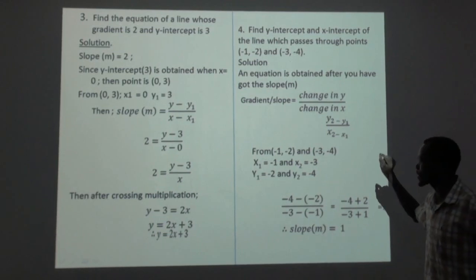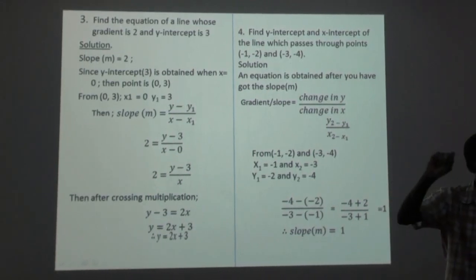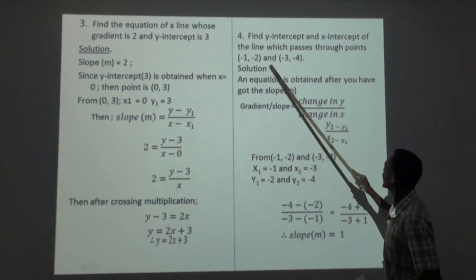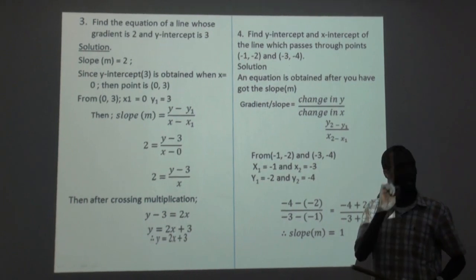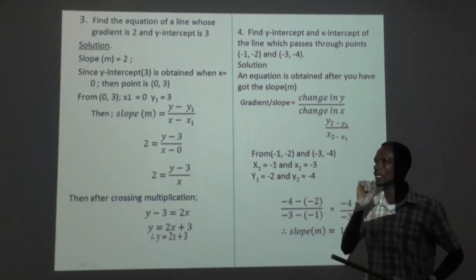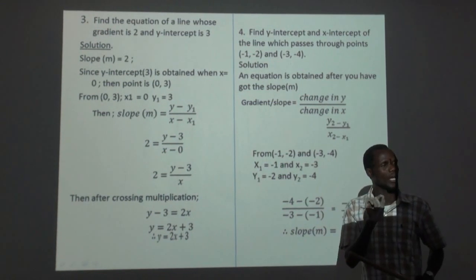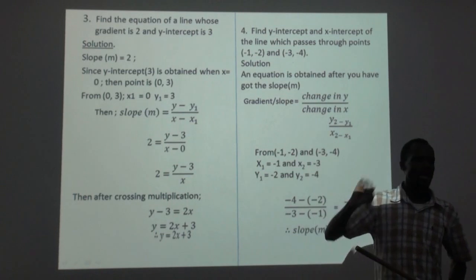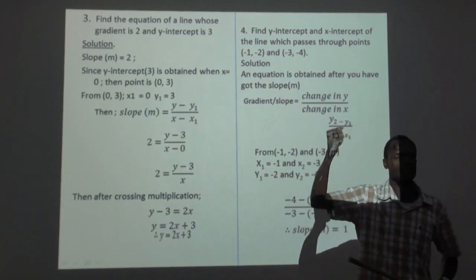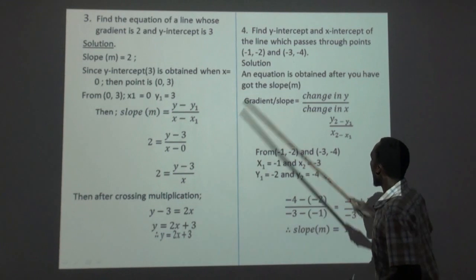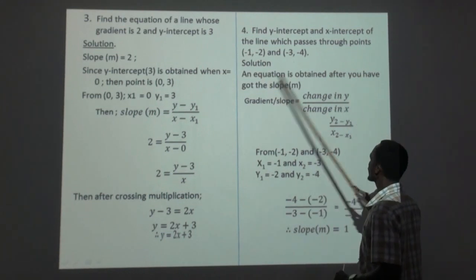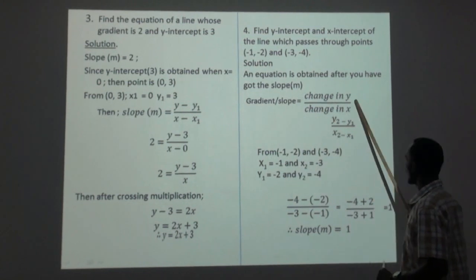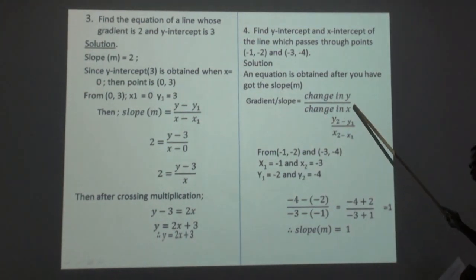Ili upate x-intercept na y-intercept, lazima kwanza utafute nini? Equation. Sasa, kutoka katika hizi point mbili, hapo ndipo unaweza ukapata equation. Lakini, before finding an equation, you have to find out what is the gradient of the points. Lazima kwanza utafute nini? Gradient, yaani slope. Now, an equation is obtained after you have got the slope. That is, a gradient is equal to change in y over change in x.